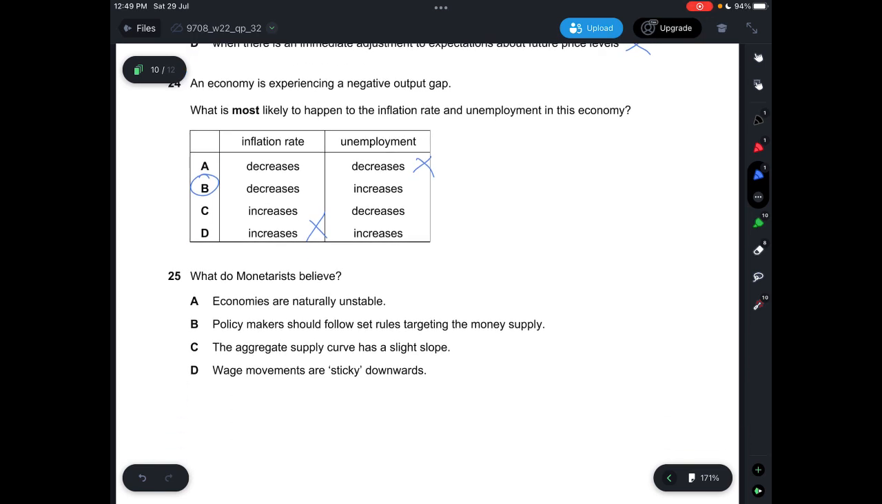Question 25, what do monetarists believe? So let's look at the four options. A, it says economies are naturally unstable.